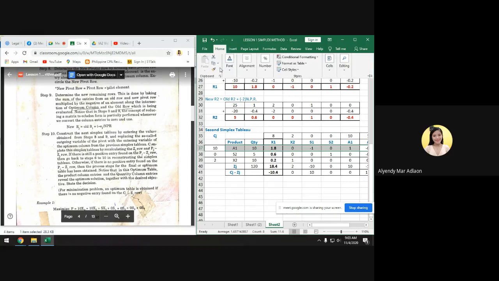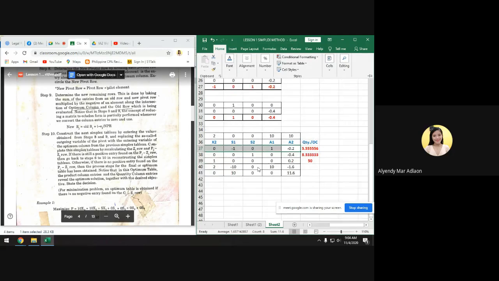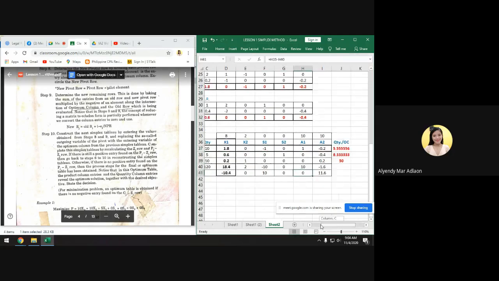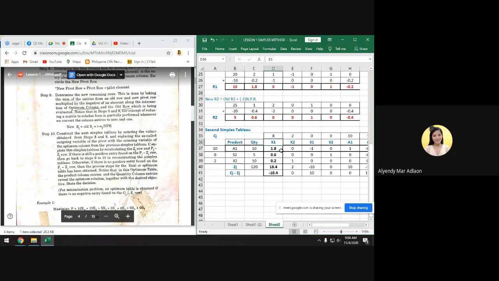So, what happens here is that A sub 1 will go out, and it will be replaced by X sub 1. And then by that, makakompute na dayon ta sa third simplex tableau.